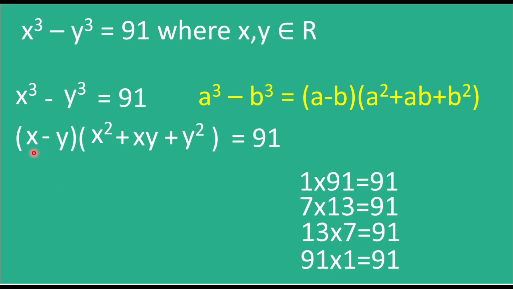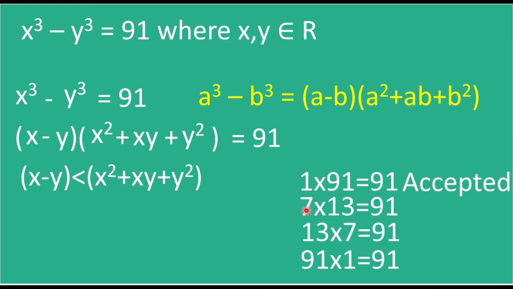But look at this question. We have this x minus y into x squared plus xy plus y squared. So for any real numbers, this value must be less than this value. So it means that if we factorize 91 into 1 times 91, x minus y equals 1 and this value equals 91. So this 1 is less than this value, that is 91. So therefore this case is accepted.